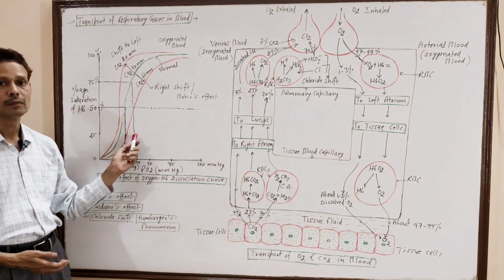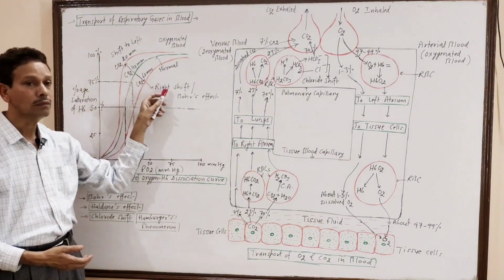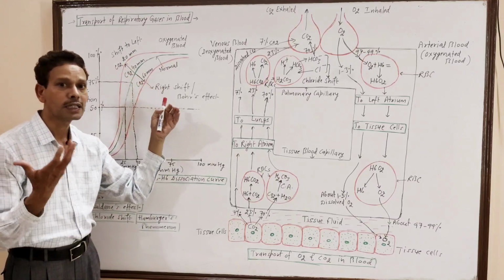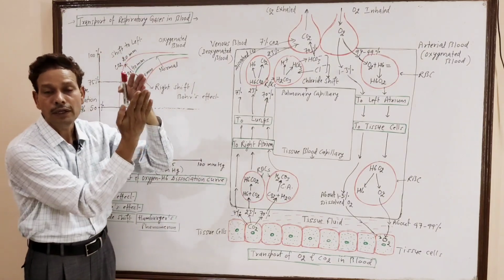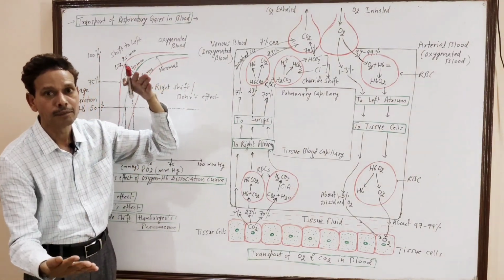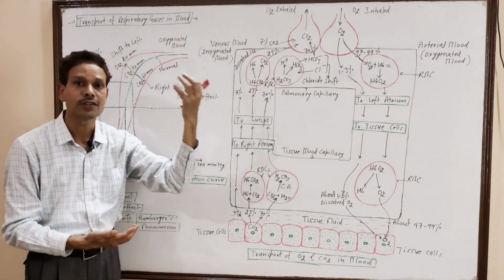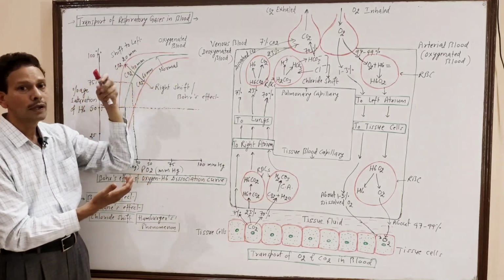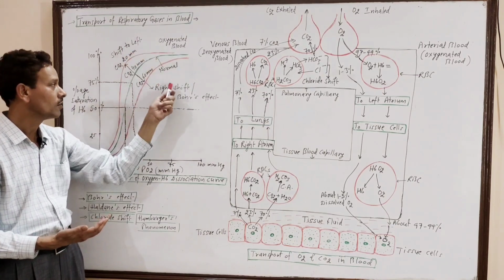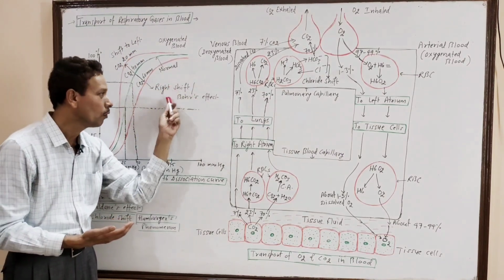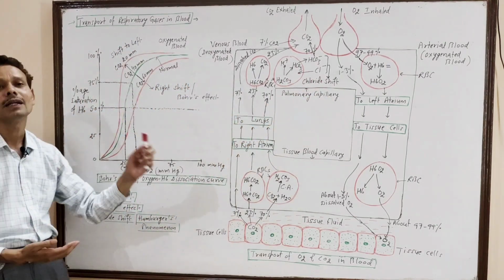This is the oxygen hemoglobin dissociation curve. These are two values: in body tissues, when concentration of CO2 is more, this curve shifts to the right, and in lung alveoli the concentration of oxygen is more and the CO2 concentration is less, so this curve shifts to the left. It is right shift. This is Bohr effect, and this is Haldane effect, and this chloride shift is Hamburger's phenomenon.